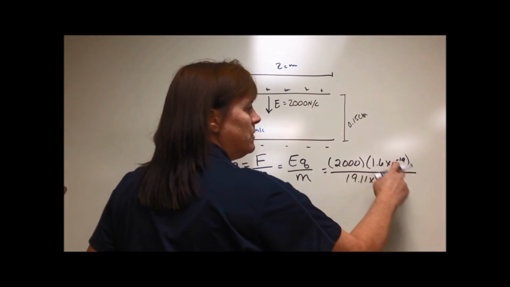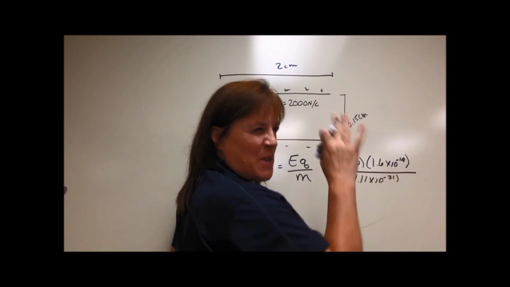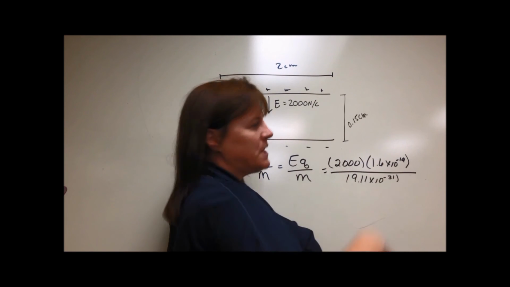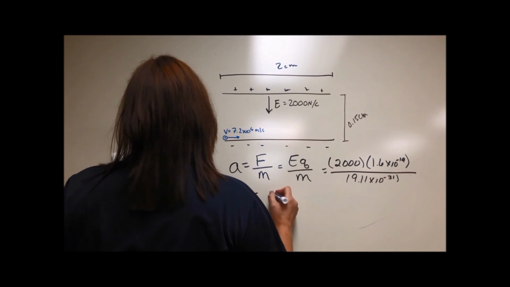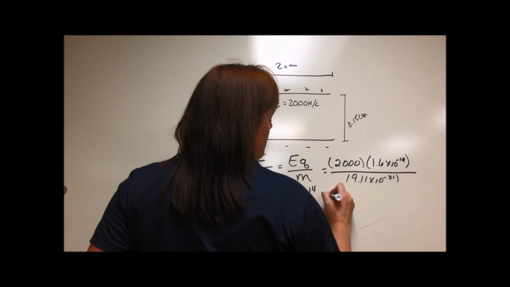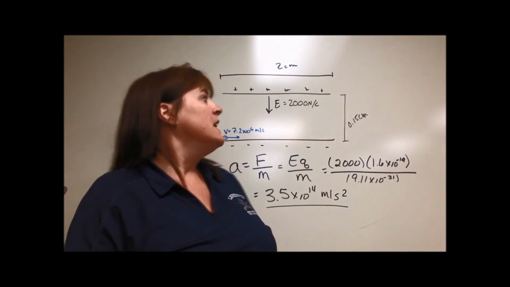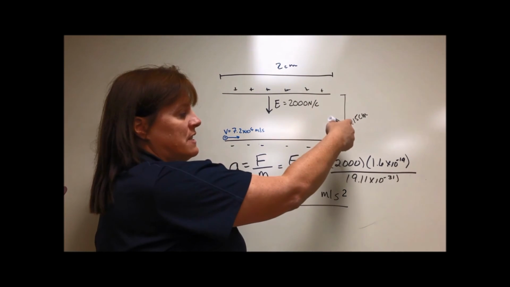Now, if this looks at all familiar, it's because I picked the same numbers as we had in the last problem where we started at rest and just dropped between the plates. So that means our acceleration is the same value as it was last time, which is 3.5 times 10 to the 14th meters per second squared. Kind of convenient, huh? All right, so that's the acceleration. Now I need to find out how long it takes to go a distance.